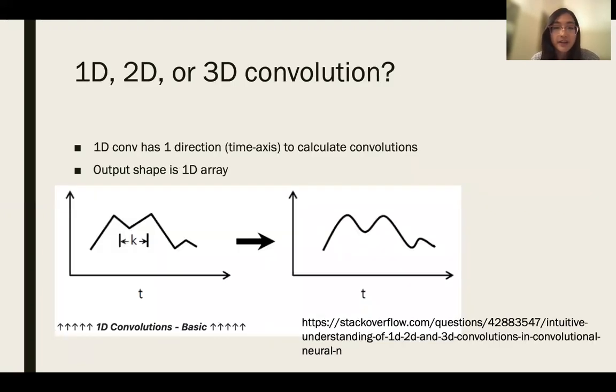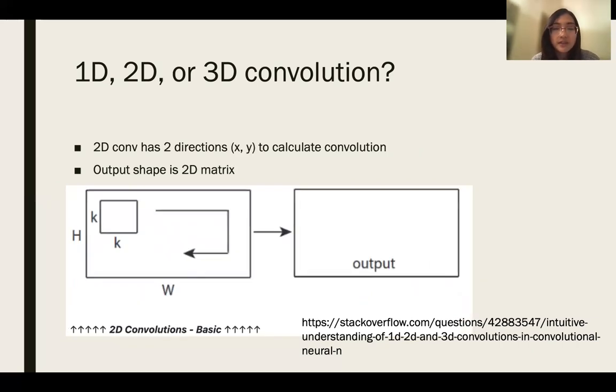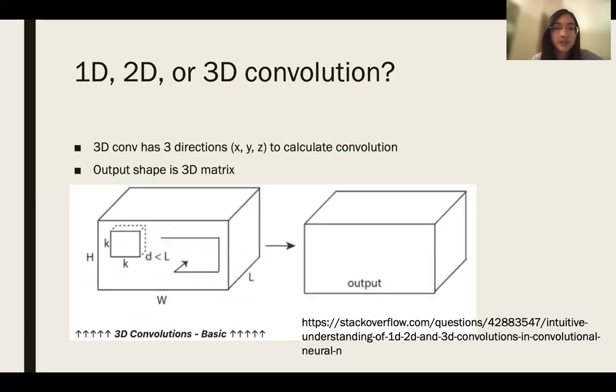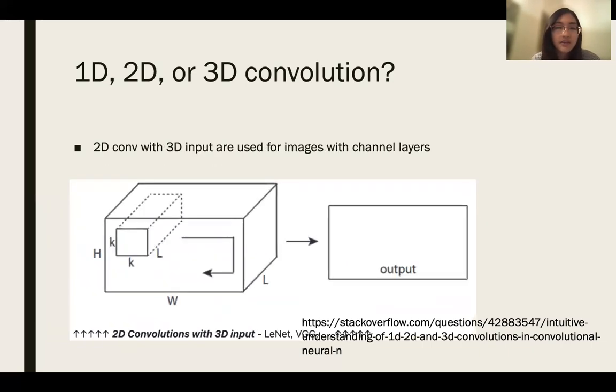A brain teaser I ran into was whether this model should be 1D, 2D, or 3D convolution. 1D convolutions convolve across just one axis, such as time, and are sometimes used for time series. They take in 1D arrays and output 1D arrays. 2D convolutions convolve both up and down and left and right, generally for images, and they take in 2D matrices and output 2D matrices, and so on the like with 3D convolutions. And we also have 2D convolutions with 3D inputs and 2D outputs.